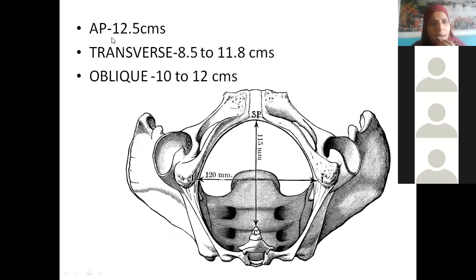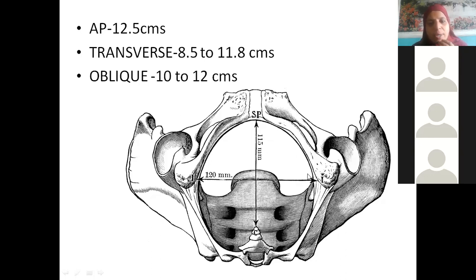So antero-posterior, like you just told me, this is the pelvic outlet. We started measuring from the lower point of the pubic symphysis, symphysis pubis or pubic symphysis, up to you, to the tip of the coccyx. What is the name of this diameter, Ansraj? Antero-posterior diameter. That is 12.5 centimeters.